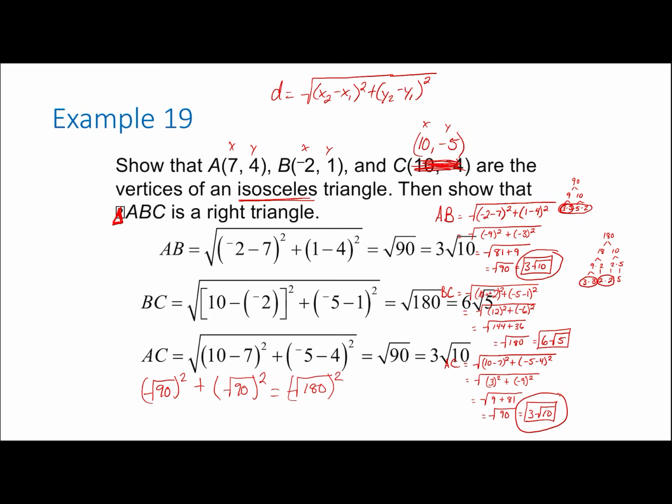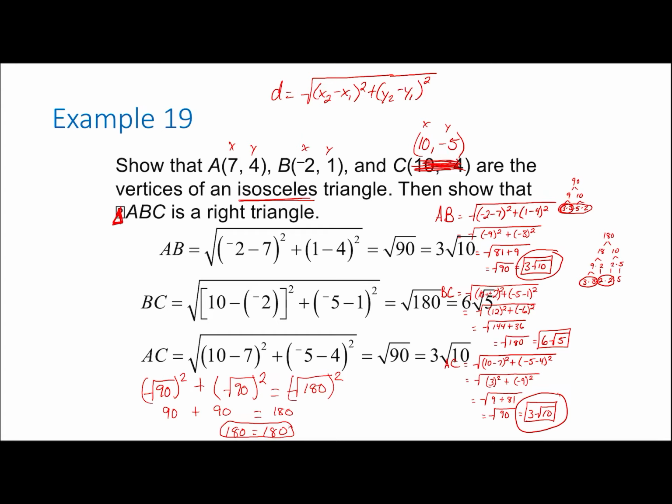Now, as you simplify that, the square root of 90 squared is just 90. Same thing with the next one. And the square root of 180 squared is 180. And 90 plus 90 is 180. So that is true. So based on the Pythagorean theorem, those 3 side lengths do make up a right triangle.